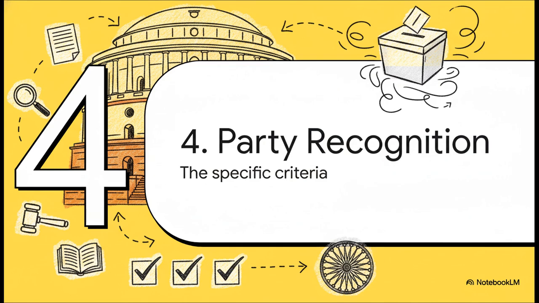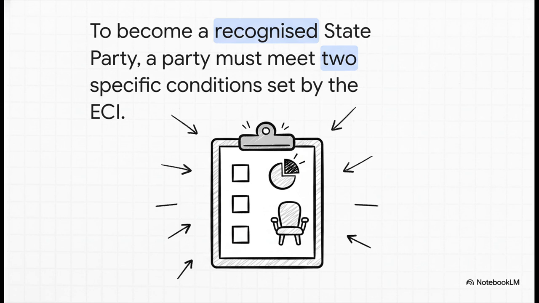Okay, now please pay close attention. This part is very, very important for your exams. We're going to look at the exact rules a party has to follow to get recognized by the Election Commission. Let's start with the rules for becoming a recognized state party.